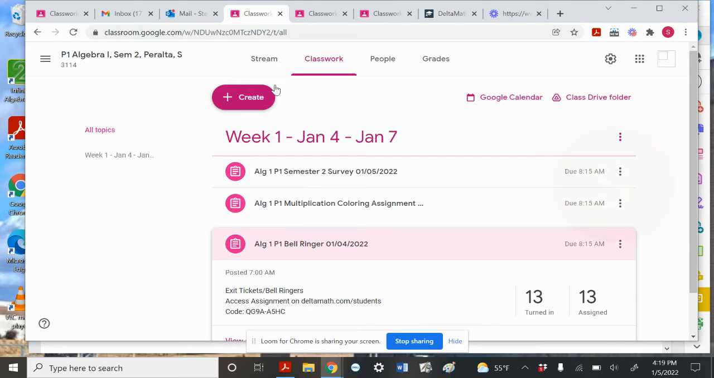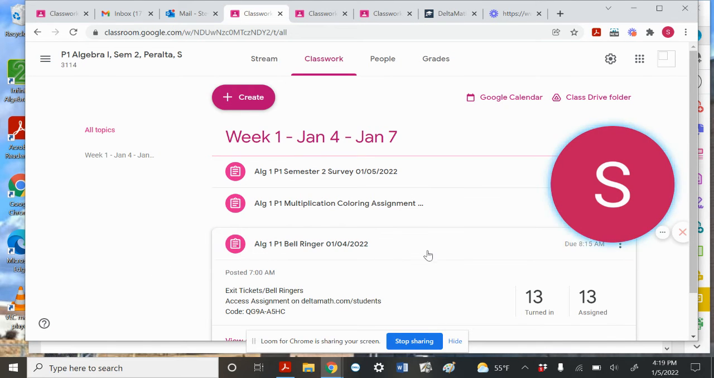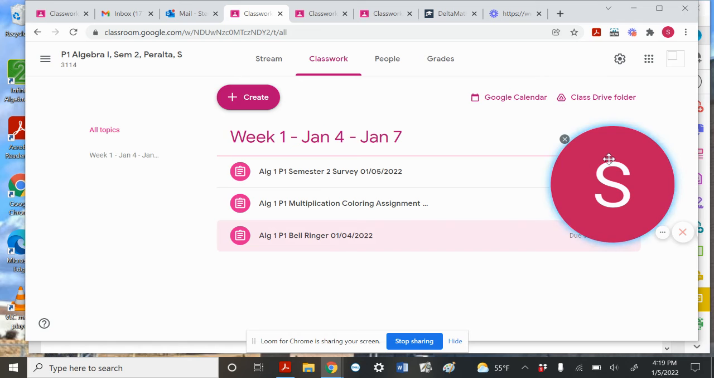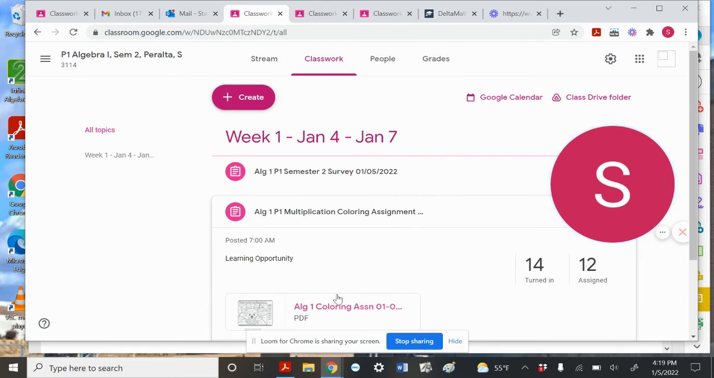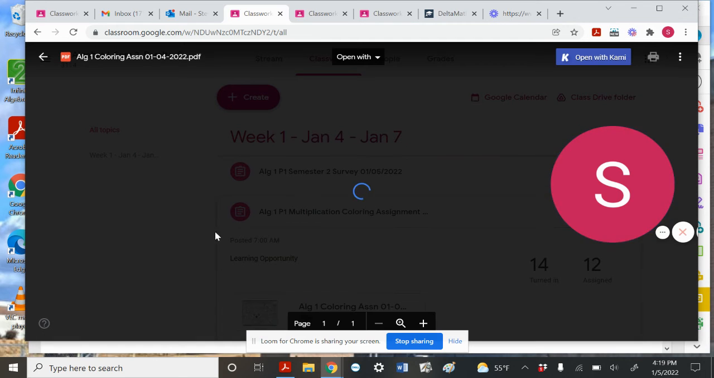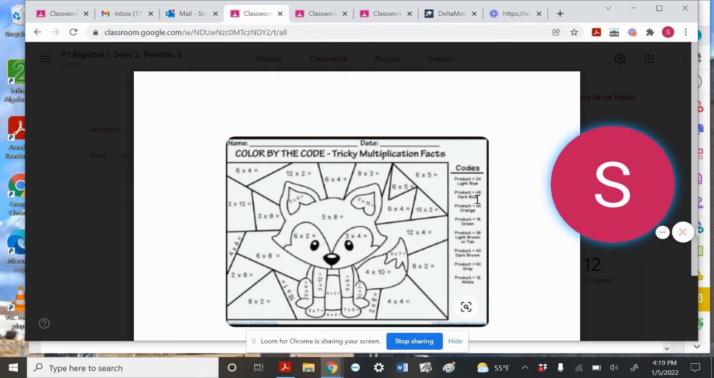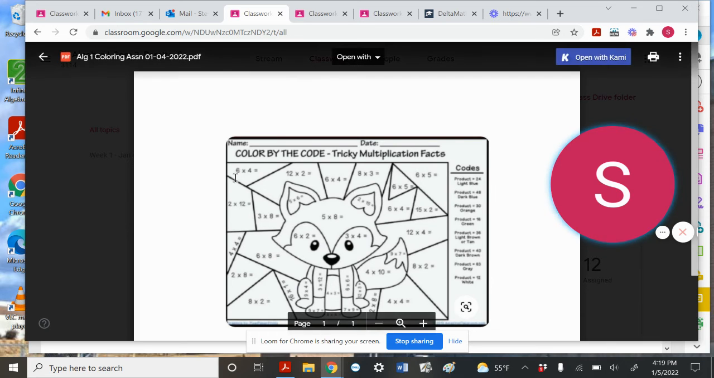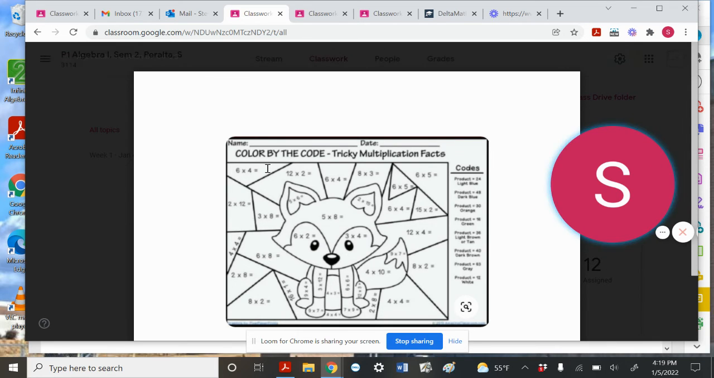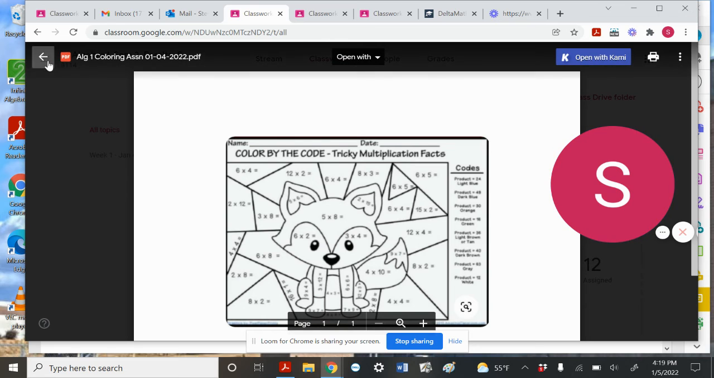So in classwork, you notice that you actually have multiple things in here. You not only have a bell ringer, you have a multiplication coloring assignment. If I click on it, notice that it's a picture with a bunch of multiplications. So 6 times 4 is 24. So you're going to look for 24, and you're going to color that in with light blue, and so on. So you're going to turn that in. That's one of your assignments.